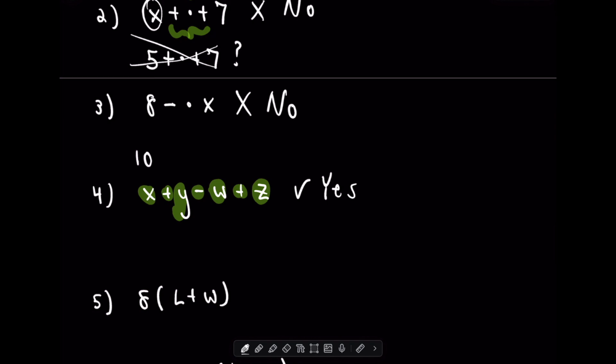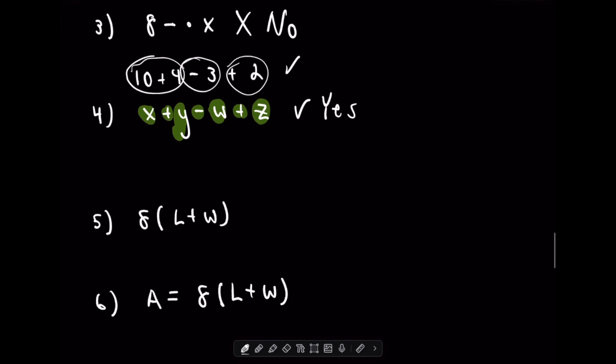Maybe I'll just pick numbers: 10 plus 4 minus 3 plus 2. Well, I could evaluate that using arithmetic. I would just combine them two at a time, then subtract 3, and then add 2, and I would be in business. So yes, that would be an expression.